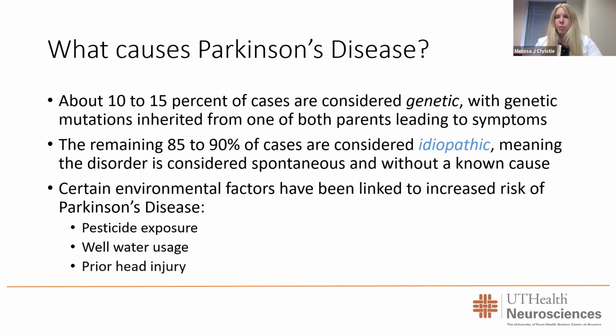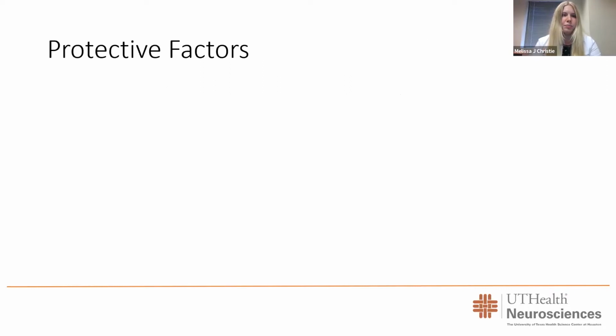And then also if you've had a prior head injury. We can't know for sure, but you think of some famous people that have had Parkinson's, like Muhammad Ali, obviously, even though he was a good boxer, there were some hits in there. So we do know patients that have had traumatic brain injuries, boxers, can have higher risk of developing Parkinson's disease.